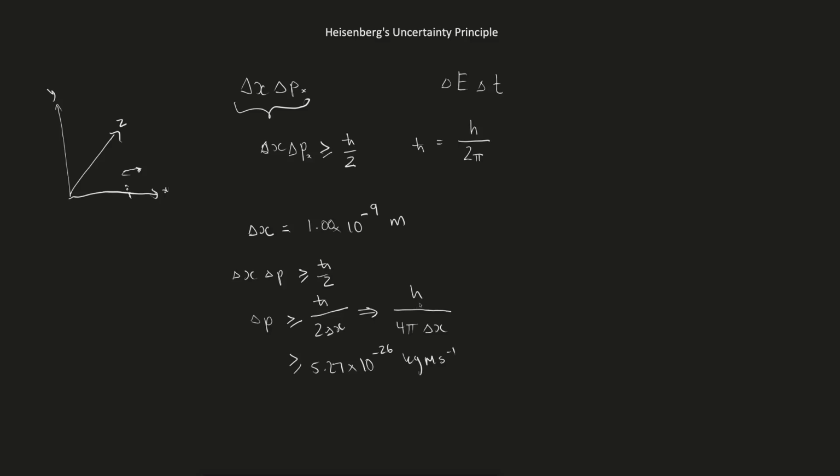You need to be using SI units for your uncertainty values, delta x and delta p, and the other uncertainty relations that we're going to talk about. So we've seen that there is this relationship. The next thing to talk about is why this is.